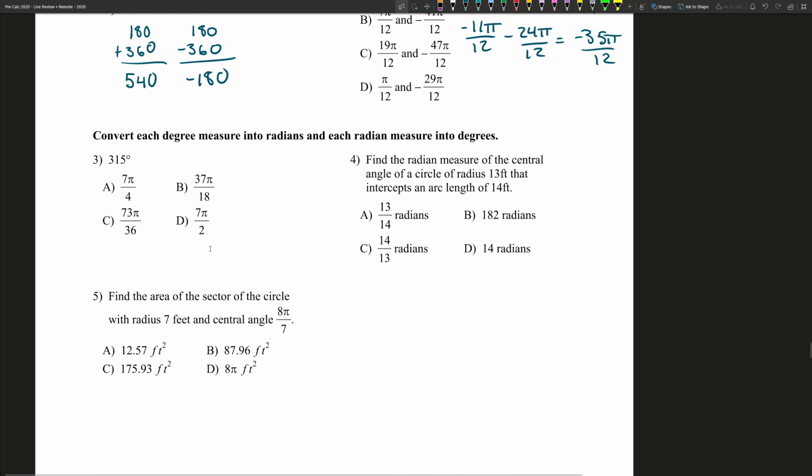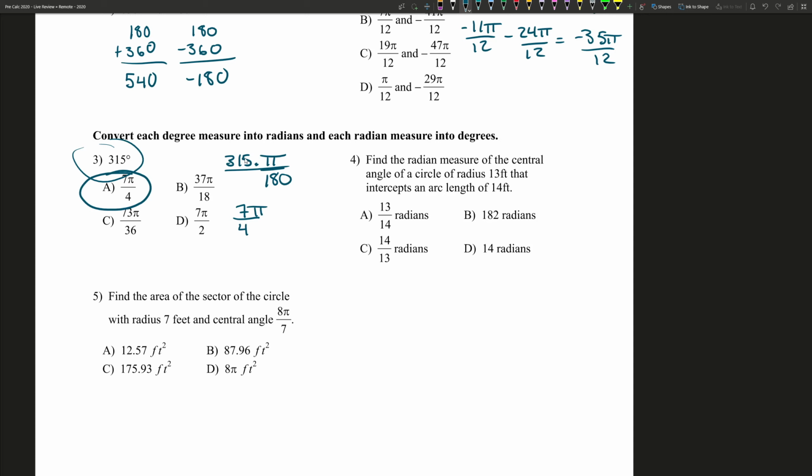Number 3, convert each degree measure into radians and each radian measure into degrees. So really we need to convert this 315 degrees into radians. And in order to do that, we do 315 times pi over 180. And really we just simplify that. Right, so 315 divided by 180. That's 7/4. Add that pi back in, and again, option A is our answer.